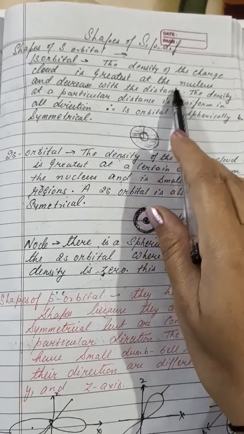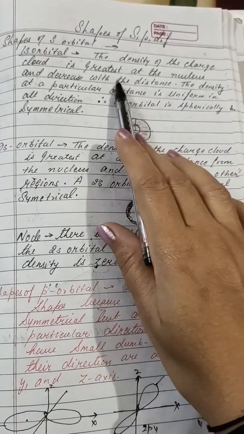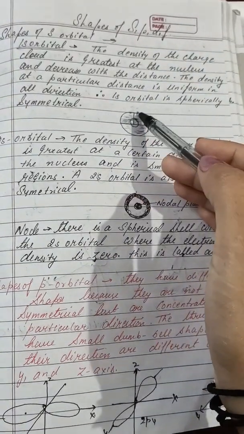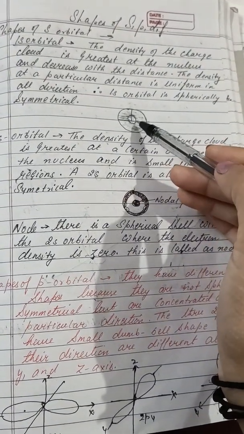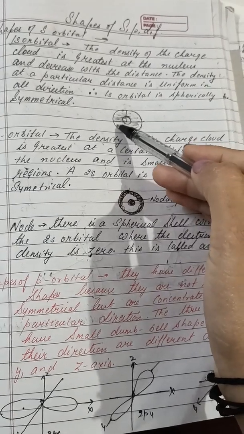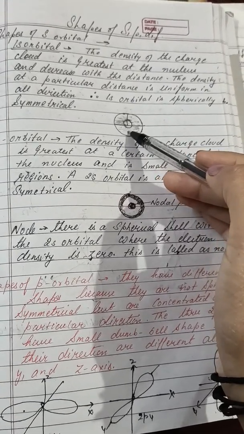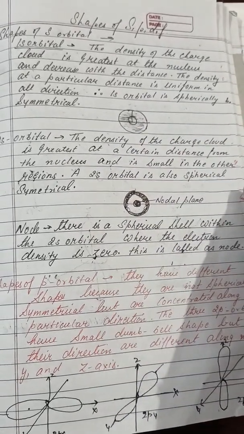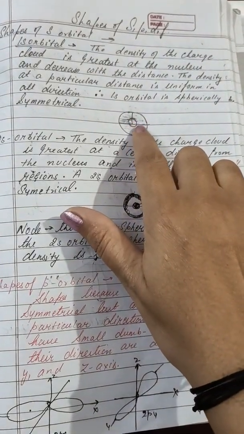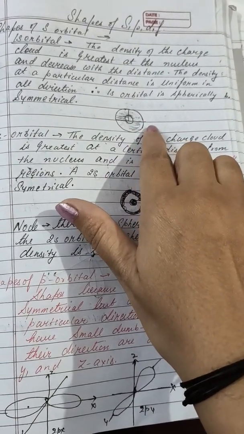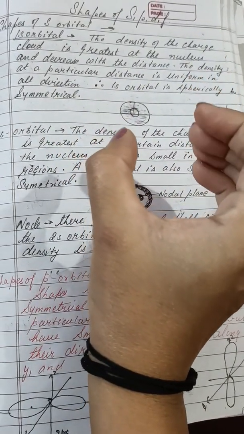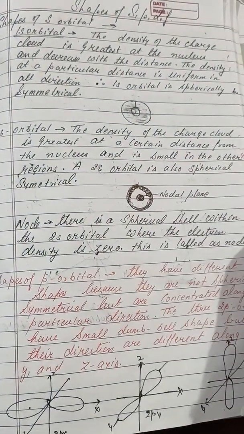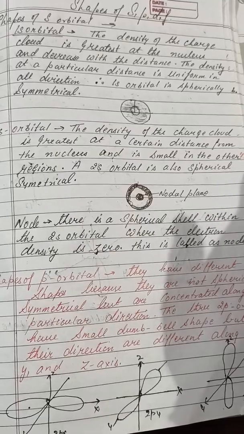Let's see here. The density of the charge cloud is greatest at the nucleus and decreases with the distance. You can see this here in between on this one side. This is said to be the nodal plane, or we can say it is a cloud. It is greatest at the nucleus and decreases with the distance. When the distance goes on increasing, this also goes on decreasing. The density at a particular distance is uniform in all directions.